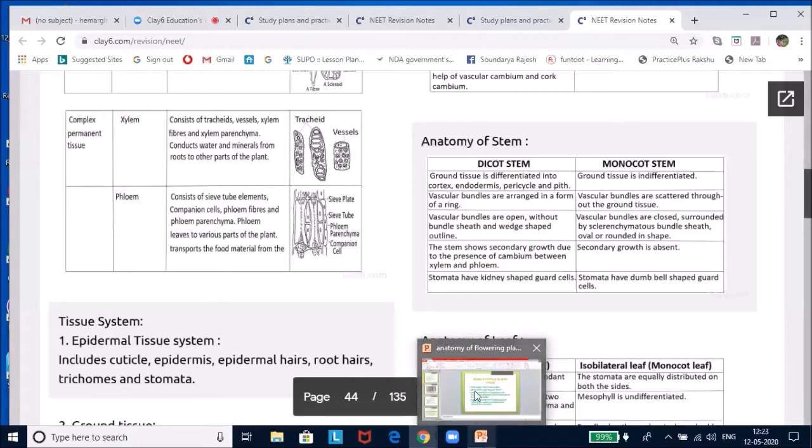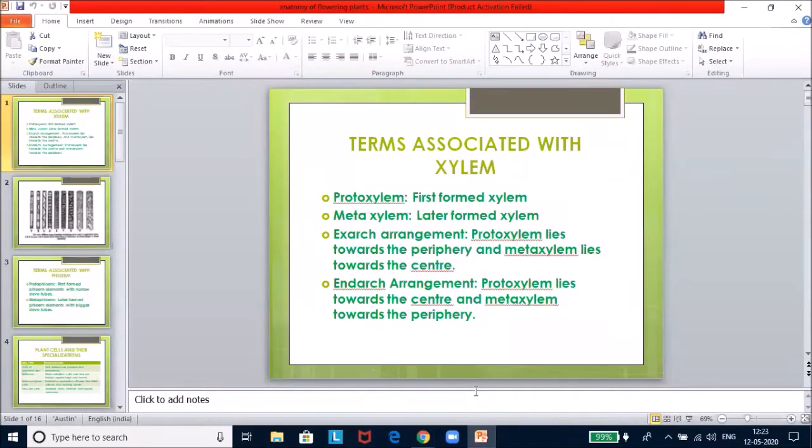Now, before we go on to the next thing, I would like you to make a note of the terms associated with xylem. One is the protoxylem, that is first formed xylem. Proto is first. So first formed xylem element is called protoxylem. Metaxylem, later formed xylem element. Exarch arrangement. Protoxylem lies towards the periphery. Ex means outside.